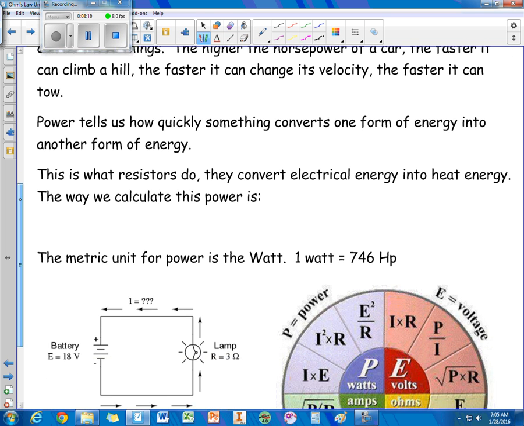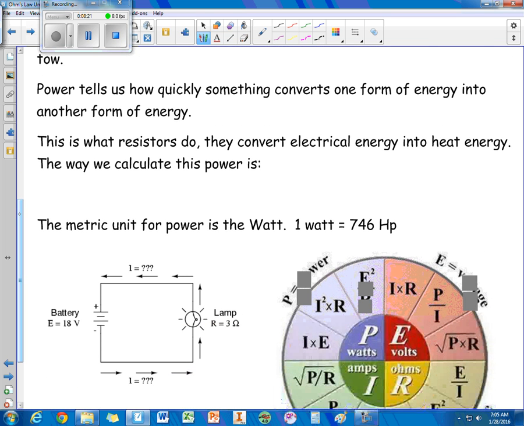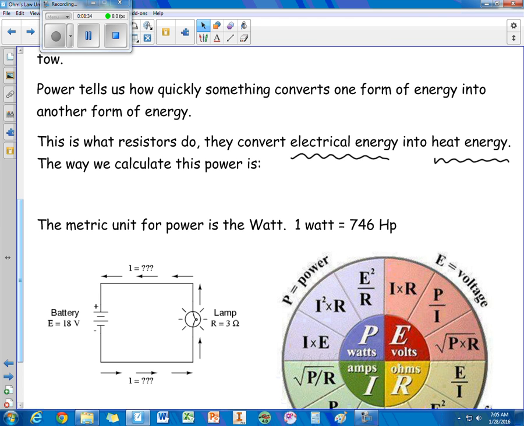So back to electrical things. Resistors, this is what they do. They convert electrical energy into heat energy. And the way we can calculate this power, one of the ways anyways, is that this electrical power equals current times the voltage or electromotive force.